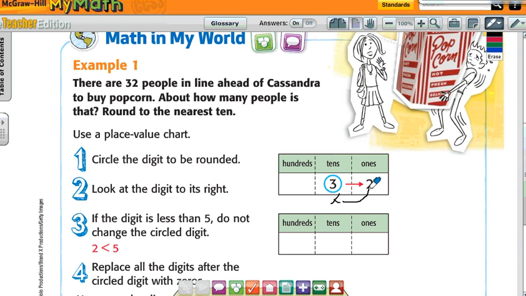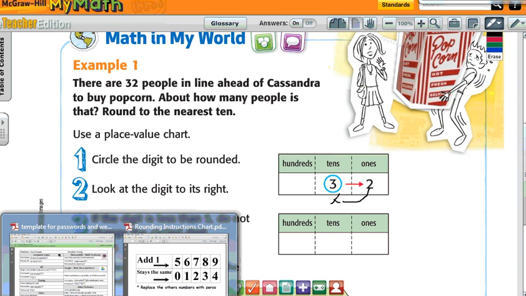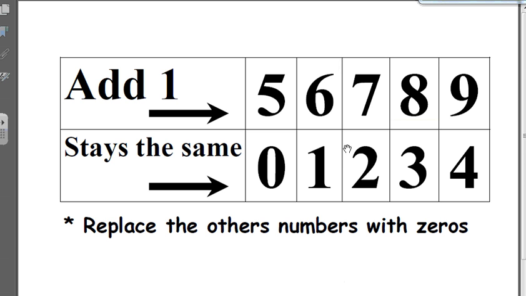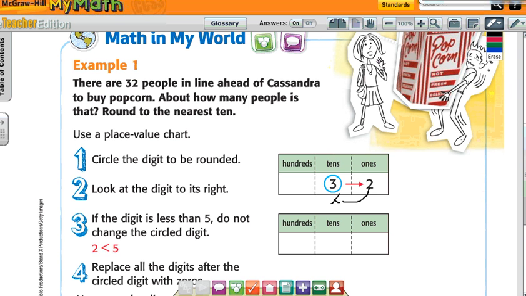And then look at the number to the right. It says circle the digit to be rounded. Look at the digit to the right. What does a 2 say? Well, go back to your chart. What does a 2 say to do? It says stay the same. So go back to your book. Do I change the 3? No, it says it stays the same.